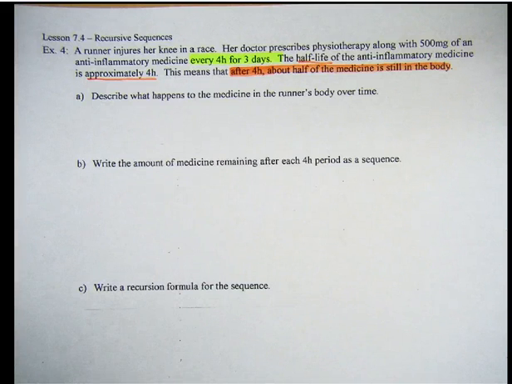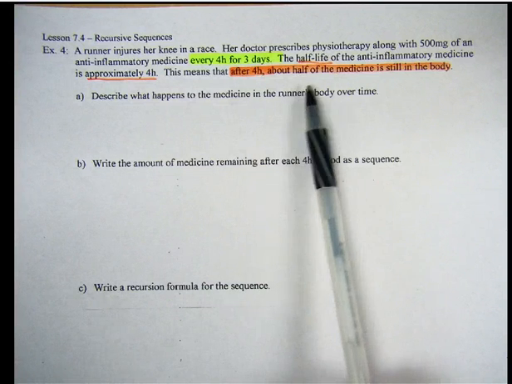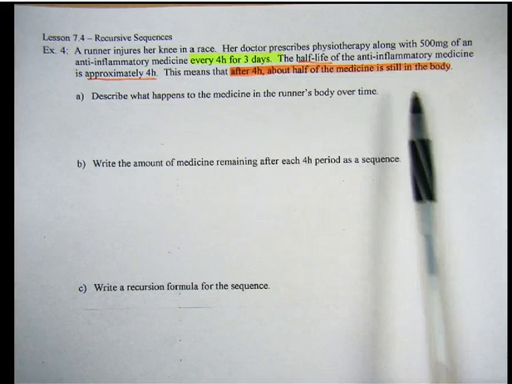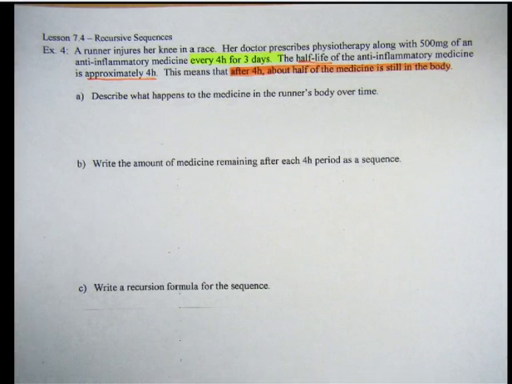All right, so you can see I highlighted a couple of key points. Every 4 hours for 3 days, this runner is going to be taking an anti-inflammatory medicine. And the half-life of the medicine is also 4 hours, meaning that after 4 hours, approximately half of the medicine is still in the body. So half of it has decayed, gone away.